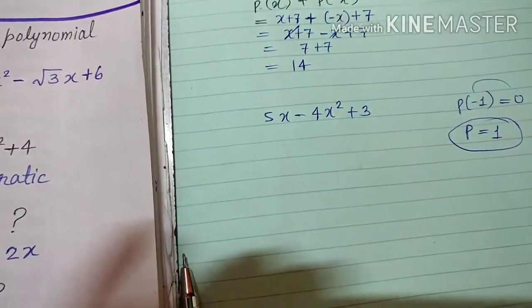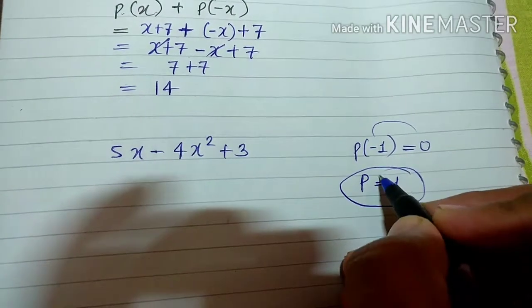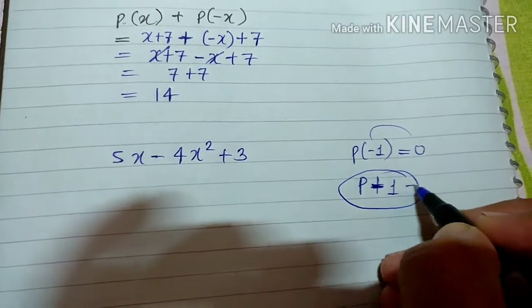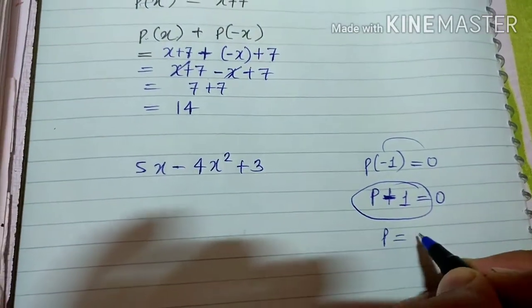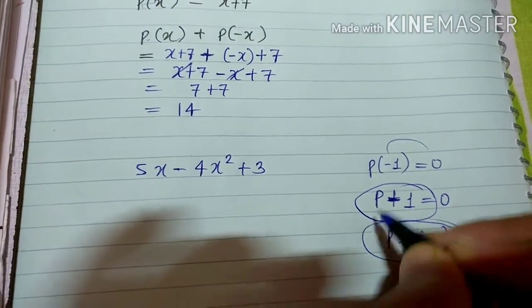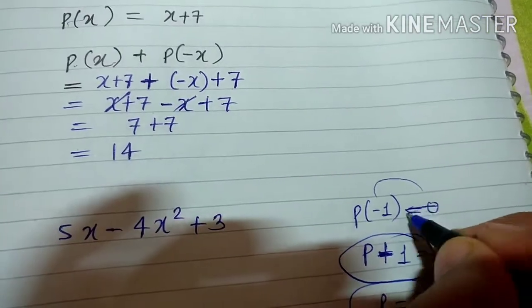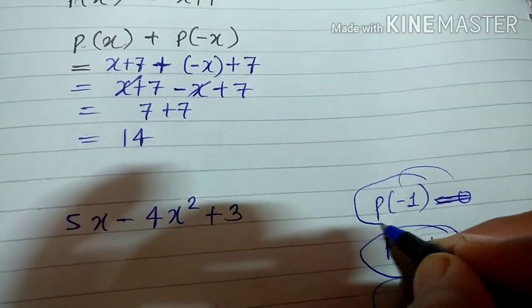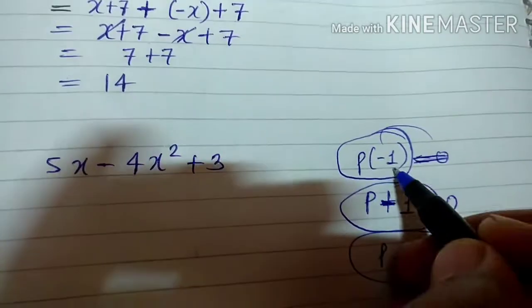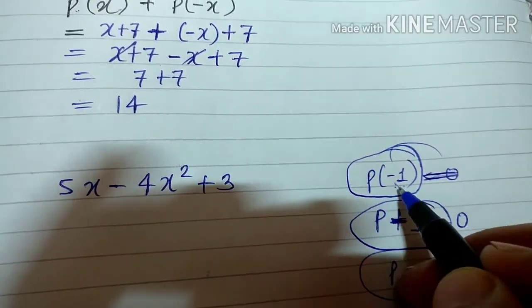You can say or not? See, it was written there p plus 1 equals 0 we can say, so it becomes p equals minus 1. Okay, that's what they have written in this way. You can cut this one, p minus 1. It means in place of x what do we have to put? Minus 1. Wherever x is coming we have to put minus 1.